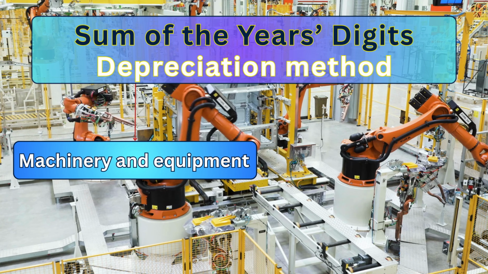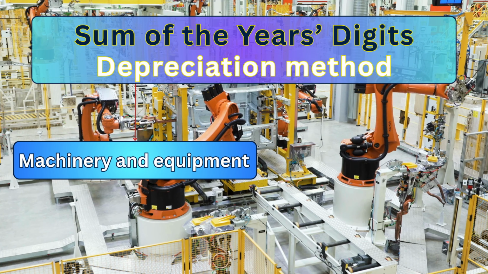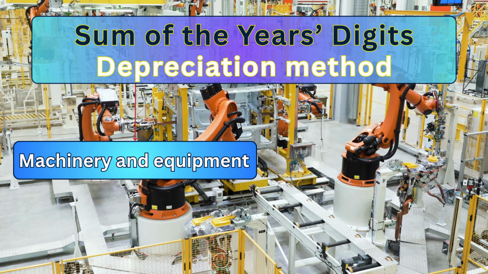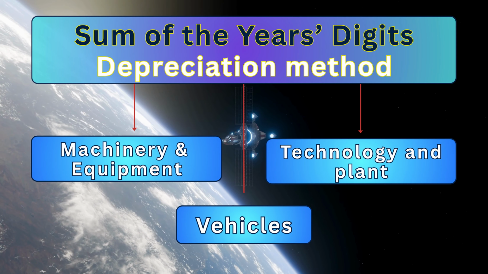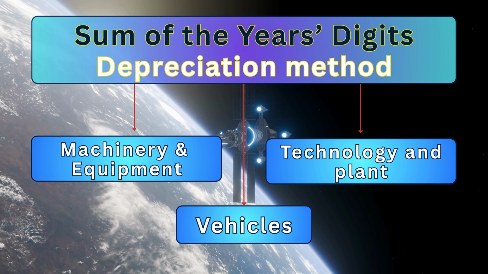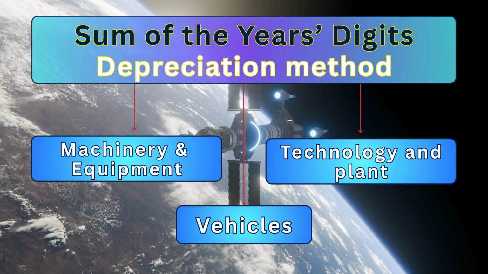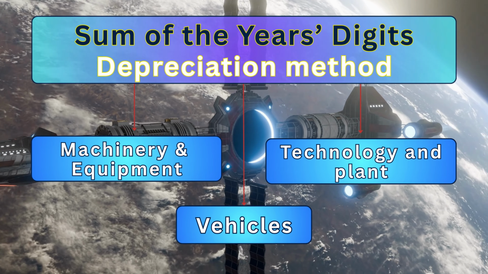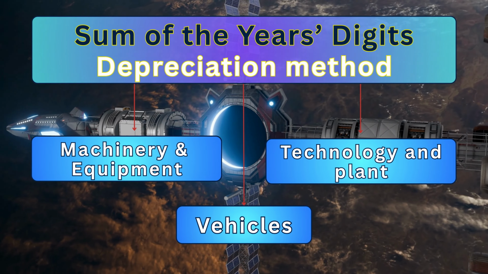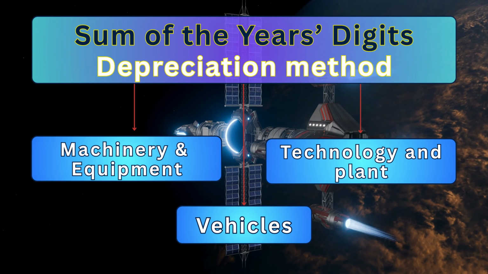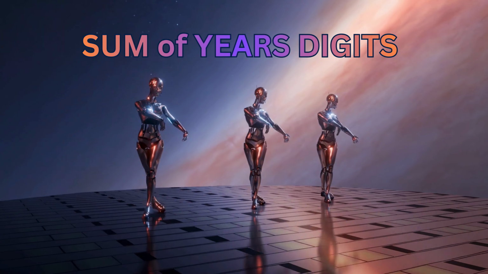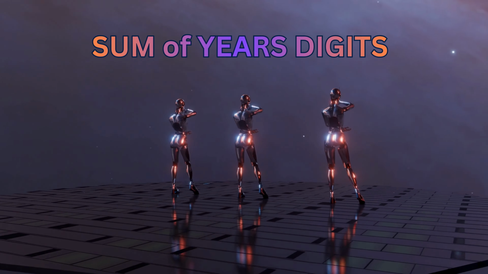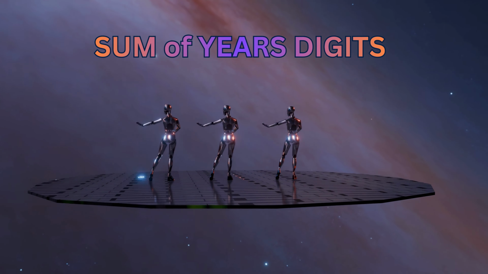For this reason, the sum of the year's digits method is described as an accelerated depreciation method. Assets commonly depreciated using sum of the year's digits are machinery and equipment, vehicles, technology and plant that become less efficient over time. When an asset is new, it is usually more efficient, experiences fewer breakdowns, and generates higher output. Let's now see how this depreciation method works in practice using a full numerical example.